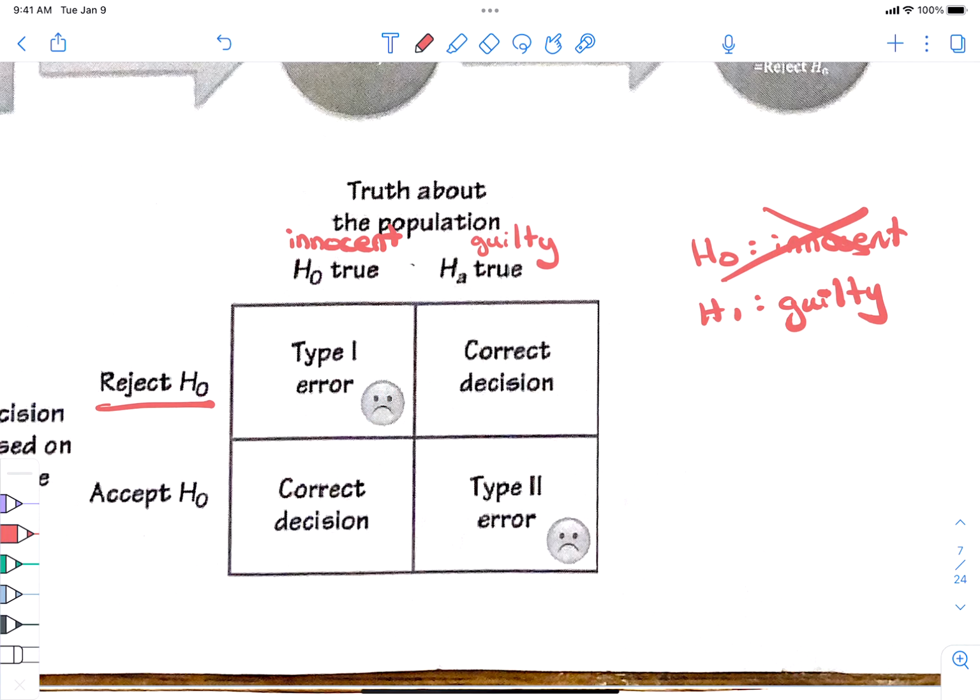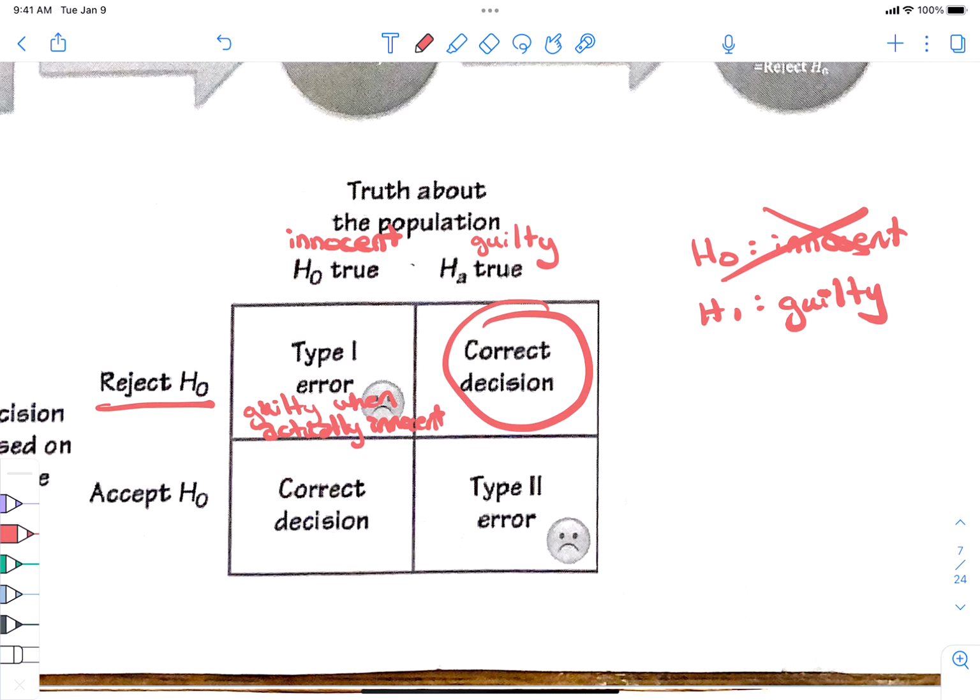So this is guilty when actually innocent. We've said that they're guilty when they're actually innocent. That is a type 1 error. Versus it could be the correct decision if they are actually guilty. If we convict them as guilty and they are actually guilty, that's what we want to have happen.